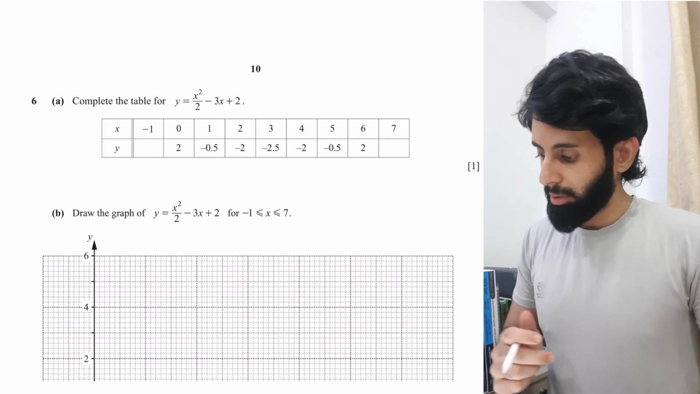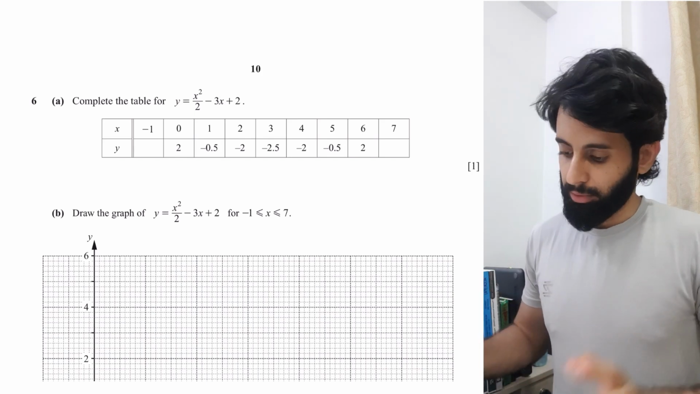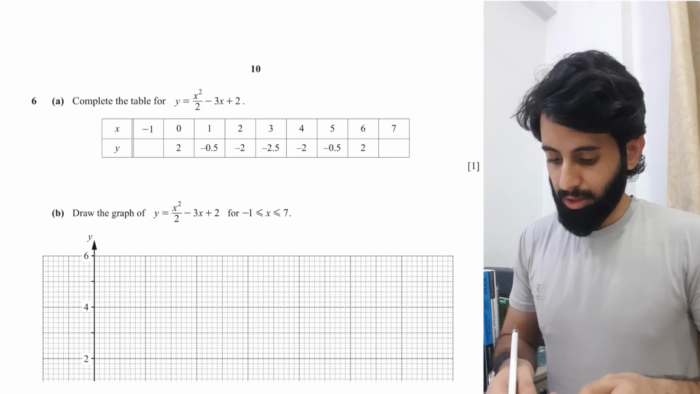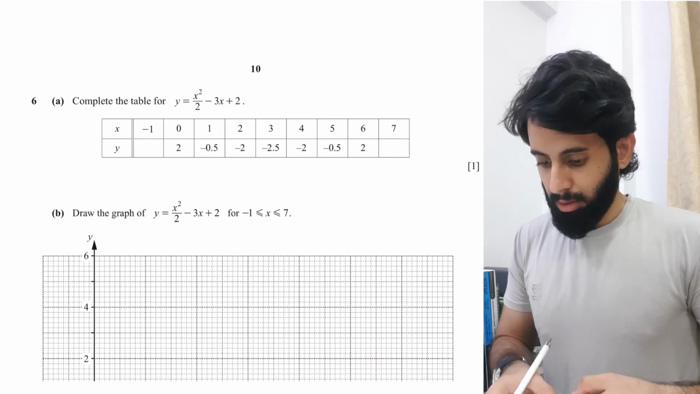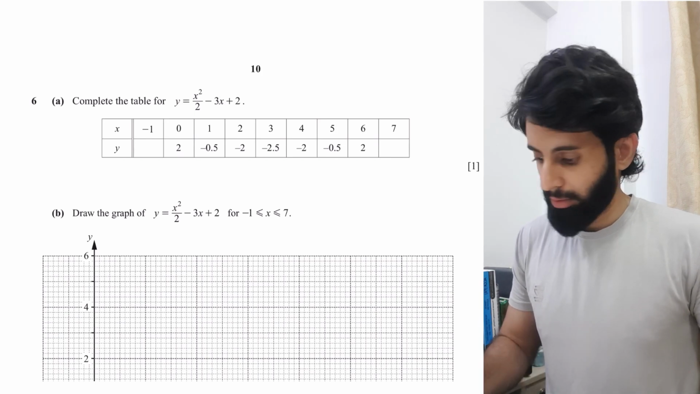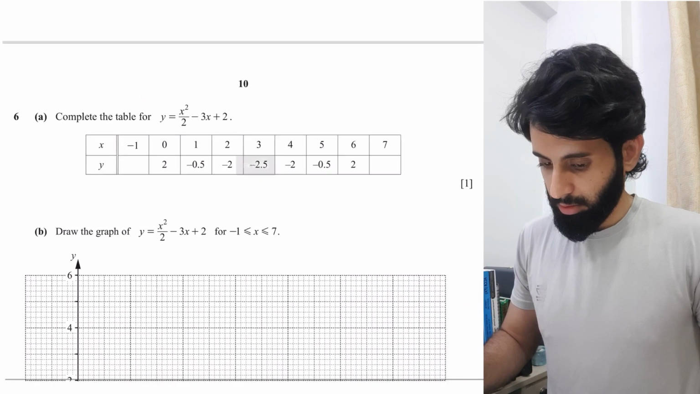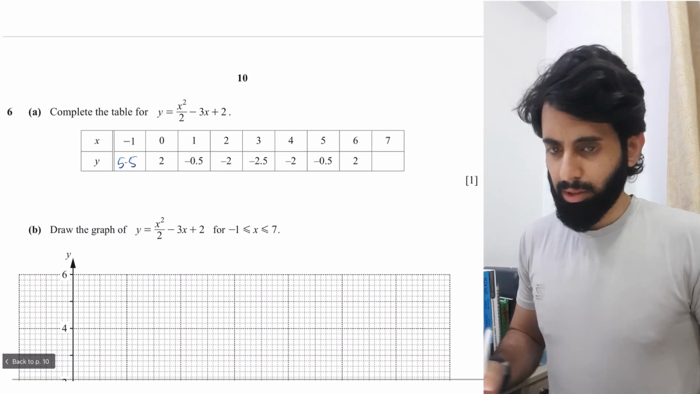So the first thing you do is plug in the value of -1. You have to complete the table in the first part, in fact. So you plug in -1 in this equation, so let's see what you get. -1 squared is 1, divided by 2, plus 3 plus 2, so you get 5.5, positive. So let's write that down. You're getting 1 mark for this, which I think are easy marks to score.